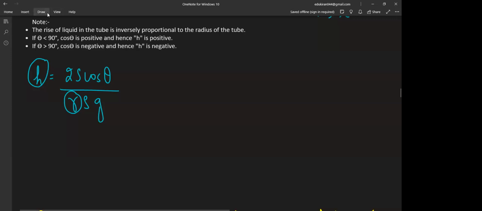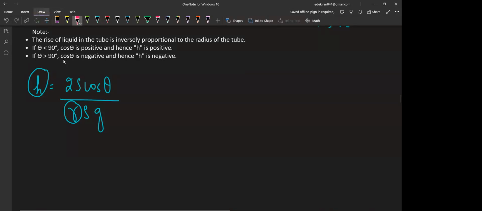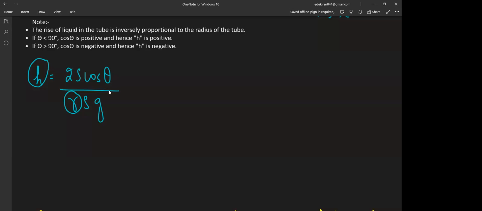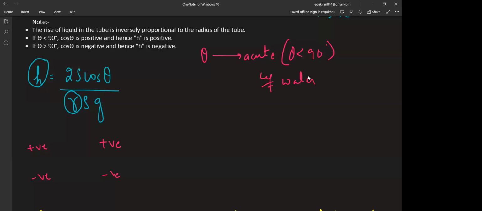This basically means, and one more thing, there's a correlation with angle. If your angle is positive, height will be positive. If the angle is negative, height will be negative. These are some points which will help in the exam. If theta is acute, which is less than 90 degrees, like the example I have been taking, water, the best example, the height will also be positive. It means water will rise.